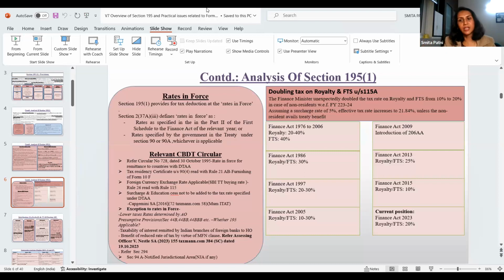Now again, in Finance Act 2023, when the Act was passed on February 1, there was no discussion of these rates. At the fag end of the year, that is on 24th March 2023, suddenly the rates were increased and there was no rationale behind it. But the fact of the date is that we have increased rates from 10 to 20% as on date.